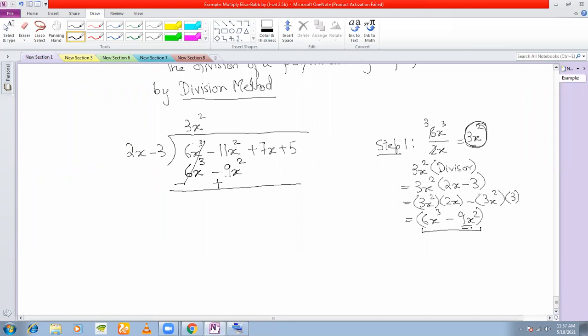Here what I get, minus 11 plus 9 is minus 2x square. See that in the dividend, you have how many terms? You have two terms, 1, 2, right? Here I have only 1. So what I'll do is I'll bring down this 7x. So that now I have two terms here and I have two terms here. Okay, now after this will follow your step 2. So let's see how to carry out step 2.